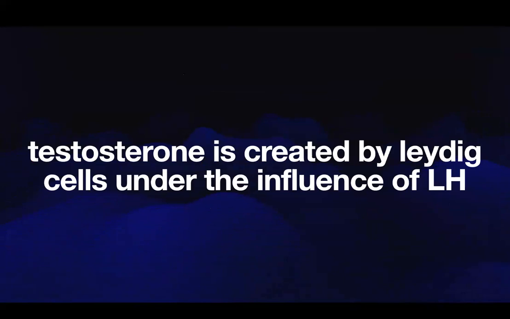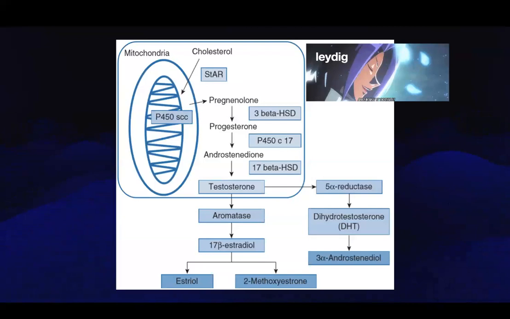Now, testosterone is created by, as we said, Leydig cells under the influence of LH because they have an LH receptor. And as we said, the first thing that happens in the Leydig cells is the conversion of cholesterol into pregnenolone, or pregnenolone, I don't know how to pronounce it. But that first step is done by the Leydig cells by activation of this STAR enzyme. It basically allows the cholesterol to get squeezed into the mitochondria where it gets broken down.